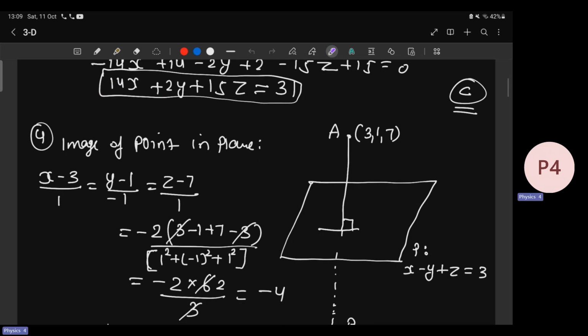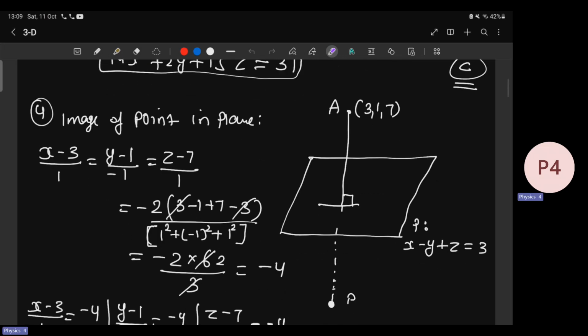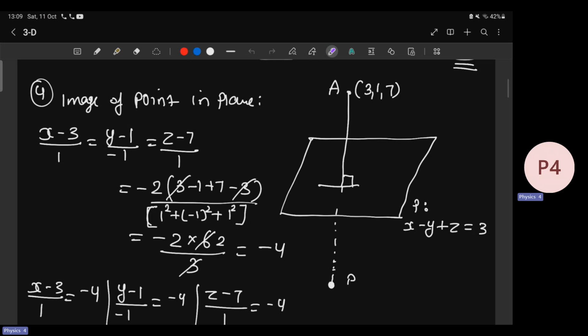Now we will move on to the next question, that is question number 4. In this, let P be the image of point 3 comma 1 comma 7 with respect to the plane x minus y plus z equals 3. Then the equation of the plane passing through point P and containing the line. Okay, first we will find the point P, that is the image of A. P is the image of A in this plane.